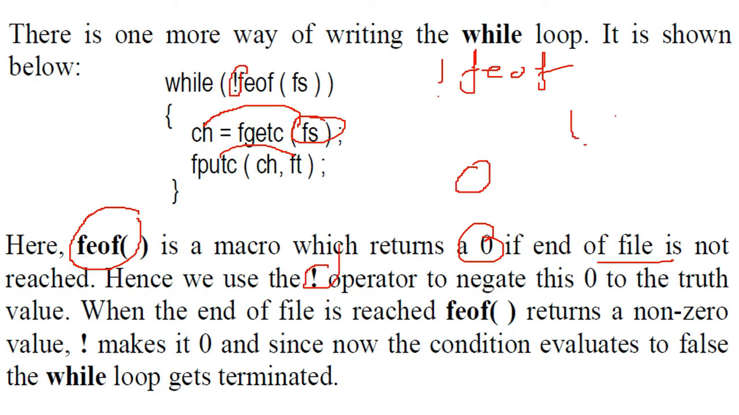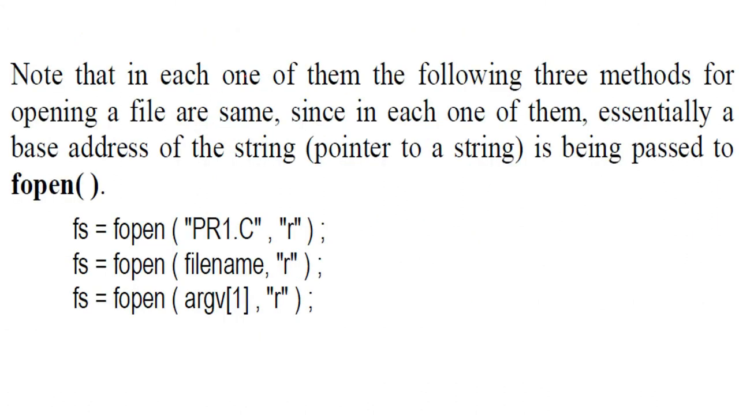So not of anything other than 0, say 5, is 0. When the end of the file is reached, this feof returns a non-zero value, and this not will make it 0, and the condition is going to evaluate to false, and the while loop gets terminated. And just see one more thing, that the three methods are the same.